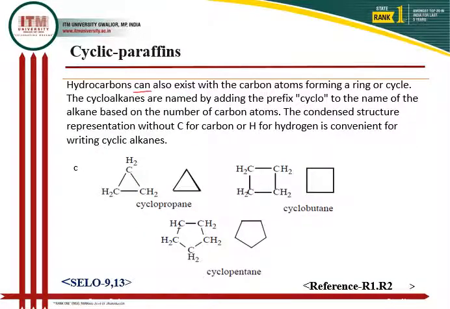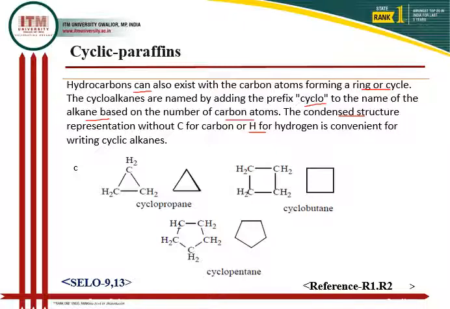The hydrocarbons can also exist in the form of a ring or cycle, that is cyclic paraffins or cyclic saturated hydrocarbons, by adding the prefix cyclo to the name of the alkane. It is also based on the number of carbon atoms. The condensed structure representation without the carbon or the hydrogen is convenient to write the cyclic alkanes.